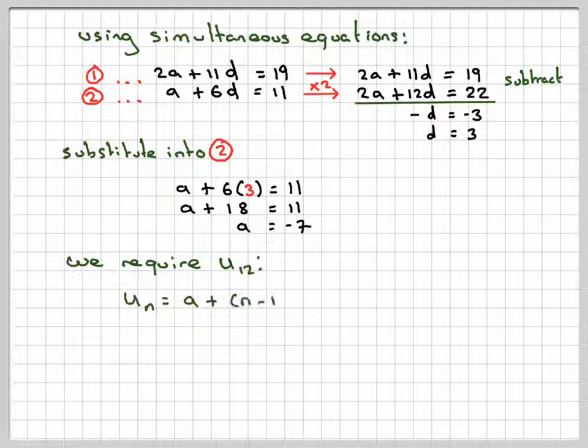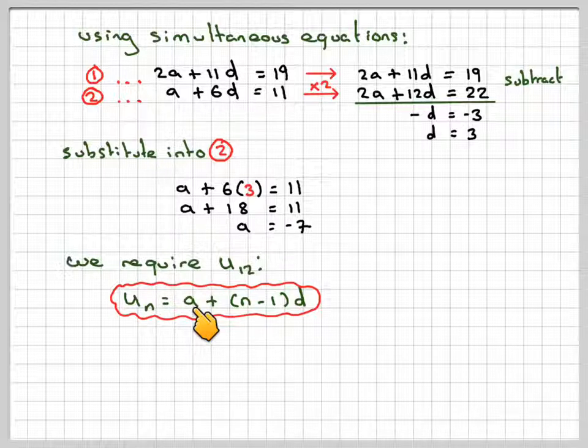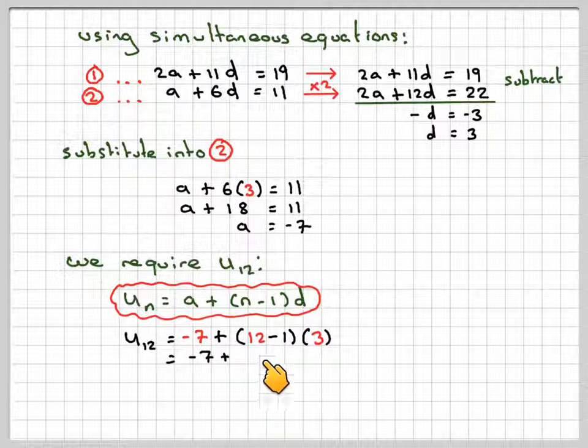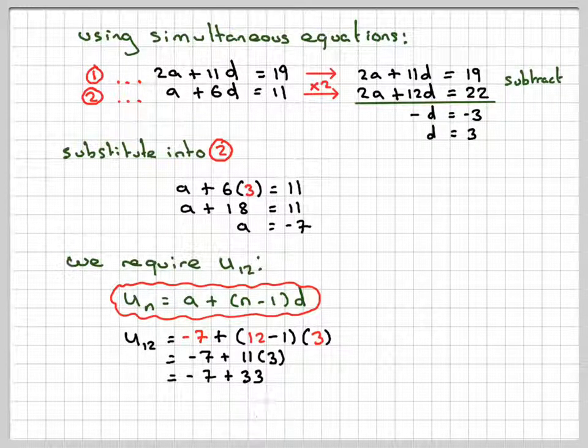The 12th term you get by using Un is a plus (n minus 1) times d. You have to learn this formula, and therefore U12 will be minus 7 plus (12 minus 1) times my value of d, which is 3, because n is 12. So that's going to give me minus 7 plus 11 times 3, minus 7 plus 33, which is going to give me that the 12th term is 26.